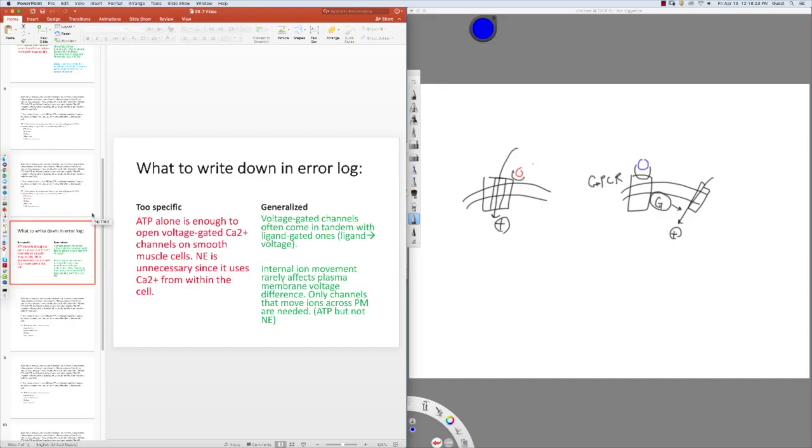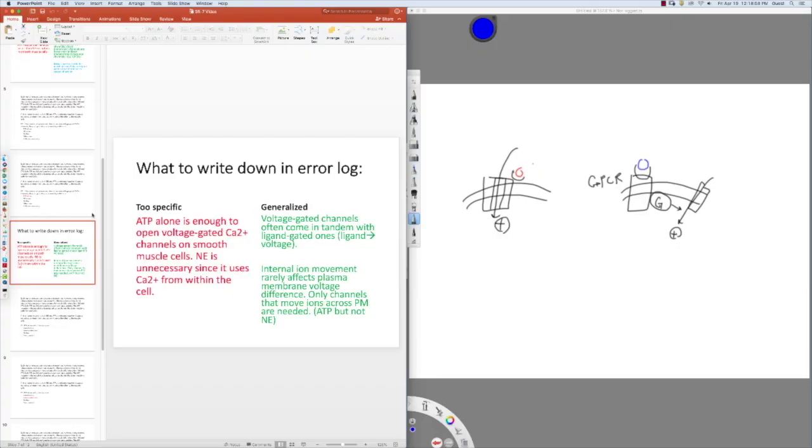Now again, the far too specific lesson in this case would be: ATP alone is enough to open voltage-gated Ca2+ channels on smooth muscle cells, while norepinephrine is unnecessary since it uses Ca2+ from within the cell. Okay, not only is that too specific to this problem, but it doesn't really explain the rationale, the general concept behind why the ATP alone works while the norepinephrine receptor doesn't work. That's better explained in the two generalized principles on the right.